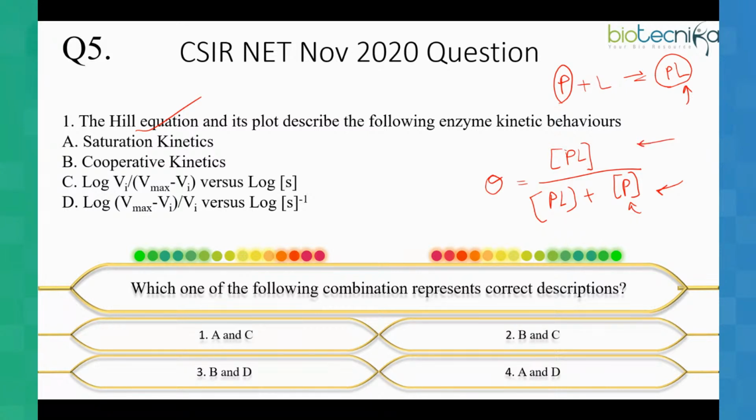Now see, the maximum value of theta can be 1. Let's say you have 10 protein molecules and 10 ligands. At a certain point of time, you got 5 PL. So in that case, it will be 5 divided by 10 plus 5, isn't it? Sorry, it will be 5 plus 5, because if 5 is used up, then 5 is left. So this is what is left.